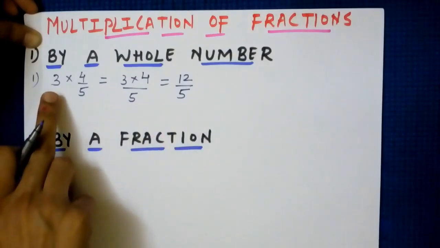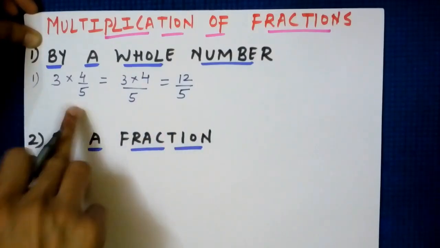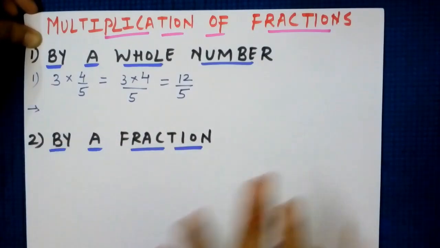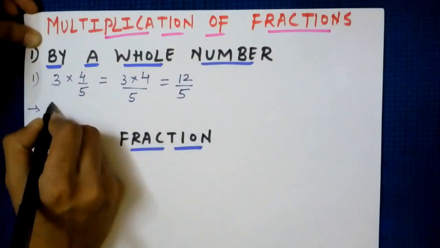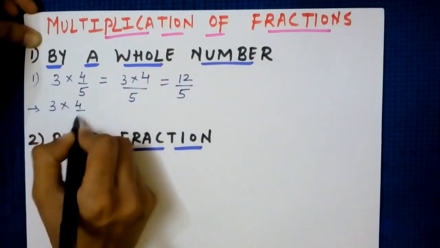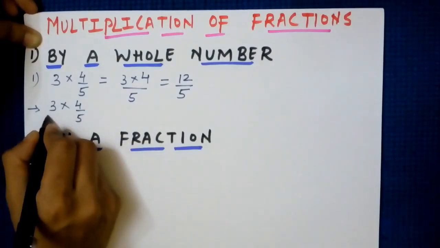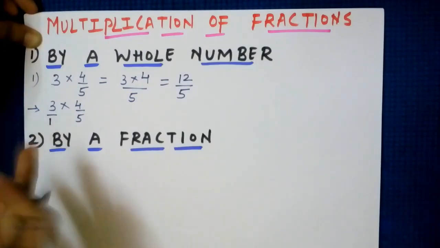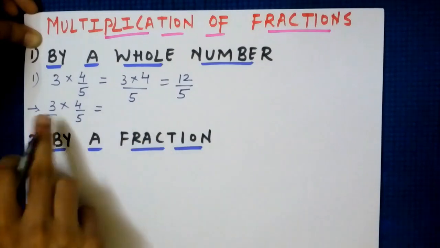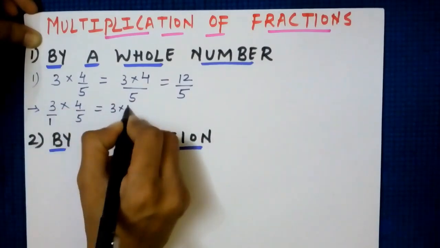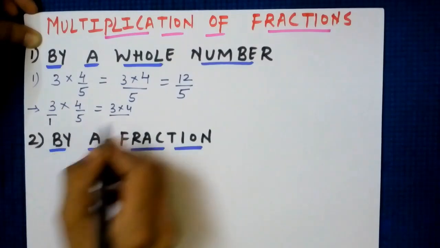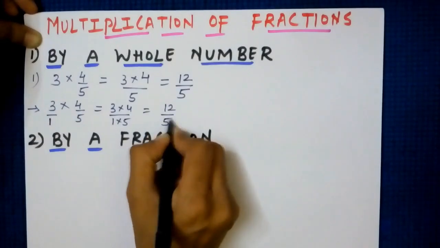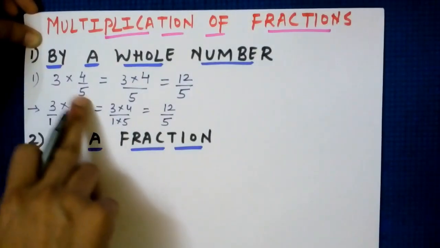Sometimes students get confused and they multiply 3 with 5 also. That is wrong. So, to avoid this confusion, you can also do it like this. Suppose this is our question, 3 into 4 upon 5. For your understanding, you can take a 1 here in the denominator. The answer will be the same. So, 3 fours, and in the denominator we will do 1 fives. So, 3 fours will be 12 and 1 fives will be 5. So, this way we will multiply a whole number with a fraction.